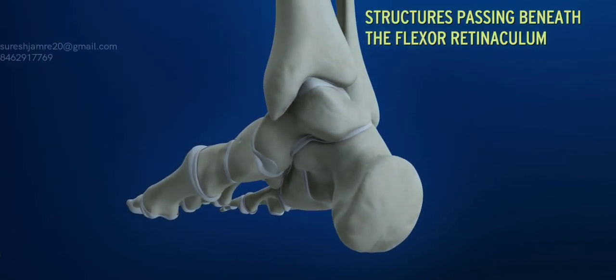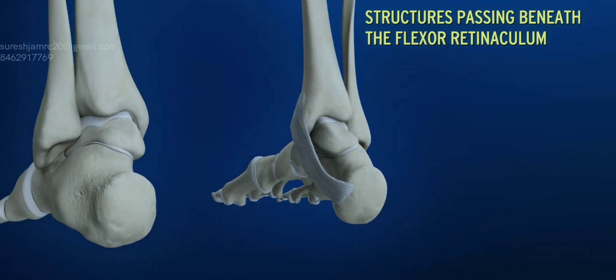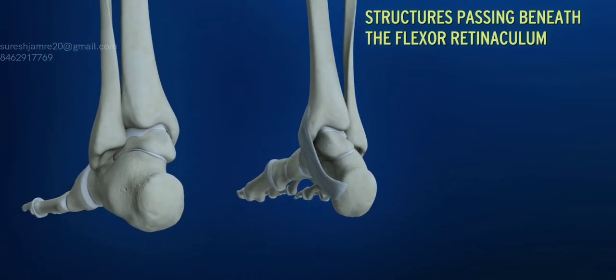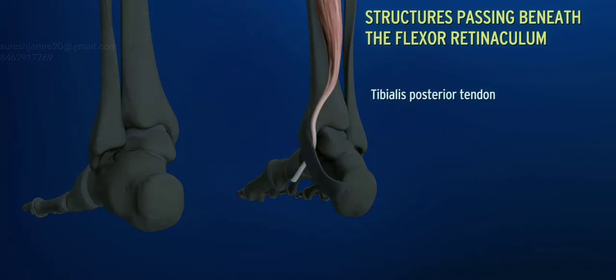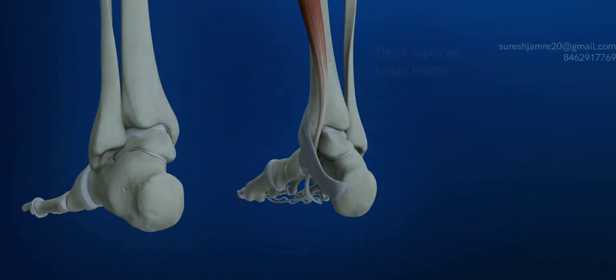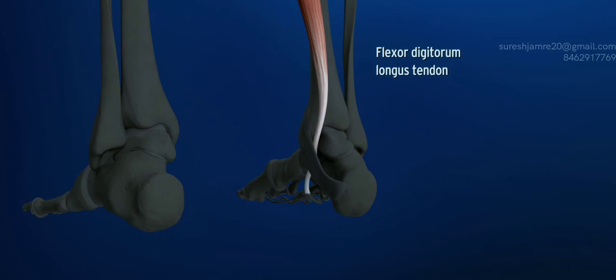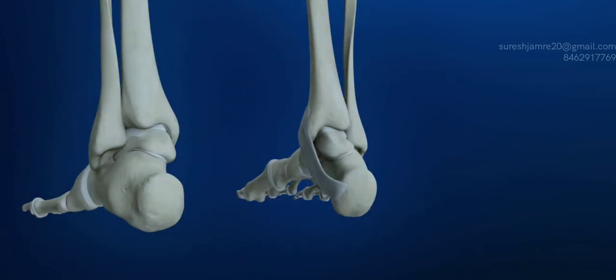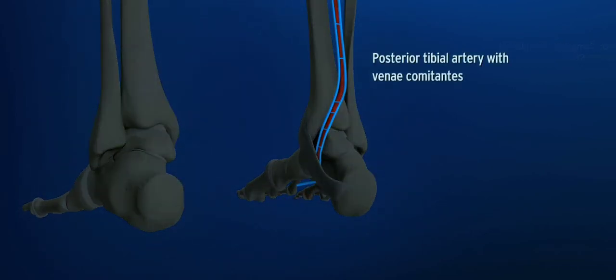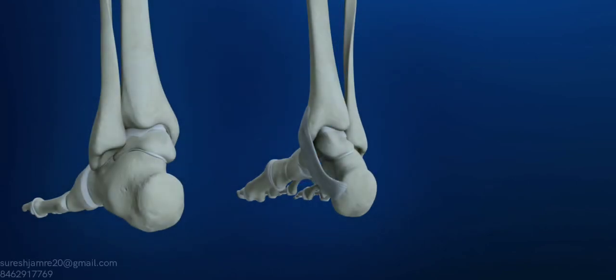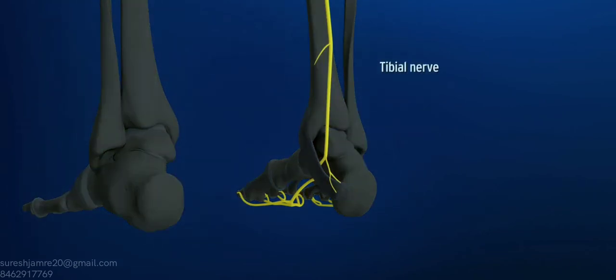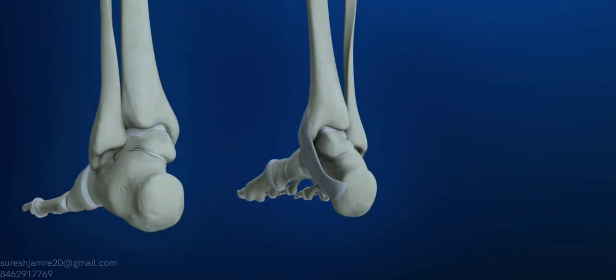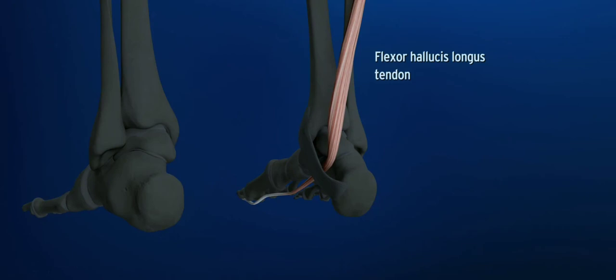Structures passing beneath the flexor retinaculum from medial to lateral. Tibialis posterior tendon. Flexor digitorum longus tendon. Posterior tibial artery with venae comitantes. Tibial nerve. Flexor hallucis longus tendon.